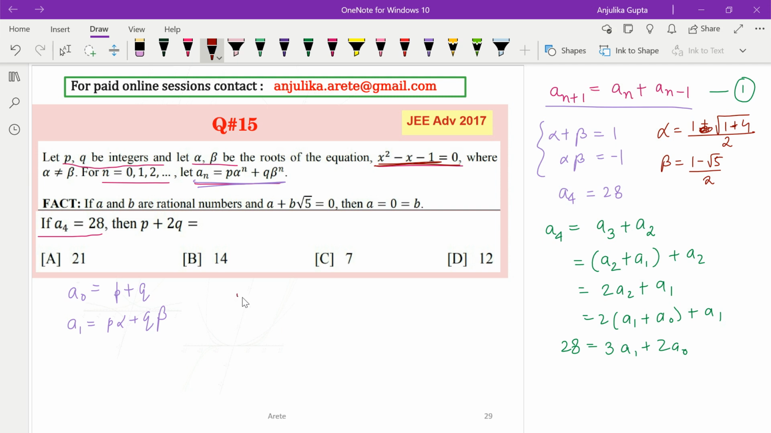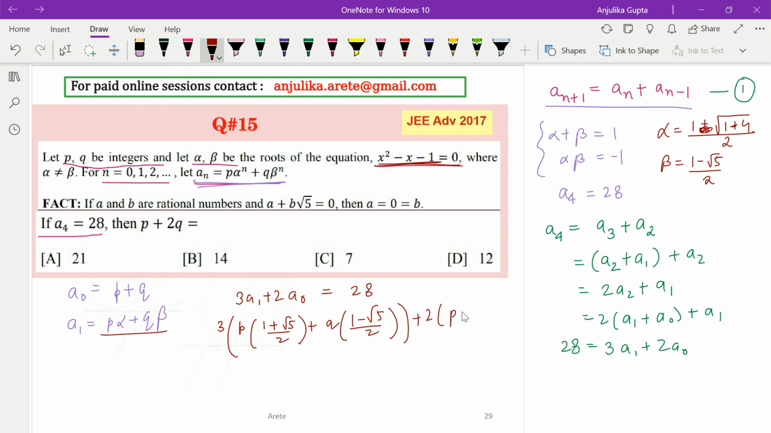Now let's get here. 3a1 plus 2a0 is equal to 28. So let's write what a1 is. A1 is this p alpha. I'm also going to write what my alpha is: p times 1 plus root 5 by 2 plus q times beta, that's 1 minus root 5 by 2. Just arithmetic now, nothing more than that. Plus 2 times a0, and a0 is very simple, that's p plus q, that's equal to 28.